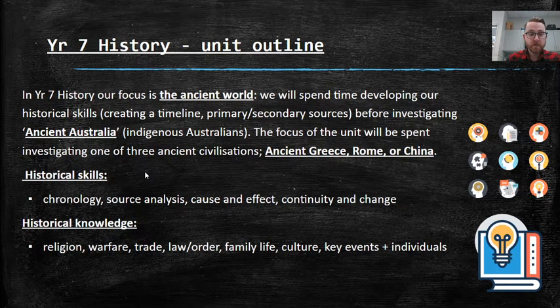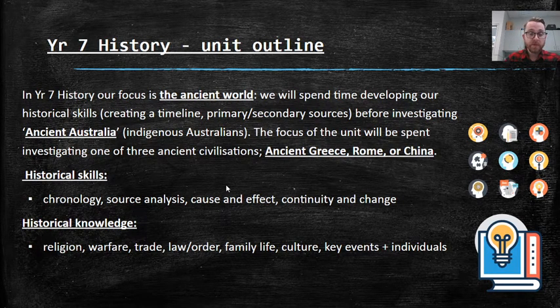So some of the skills we'll be looking at: chronology, which is a hard word to say with my accent, which is basically a fancy way of saying, is it in order of when it happened? So the earliest thing that's happened versus the last thing that's happened. So moving forward in time. Source analysis, so looking at a primary or secondary source, looking at a sword from ancient Rome, or looking at a textbook from Glen Waverley Secondary College, and then telling me what that information means and why it's important.